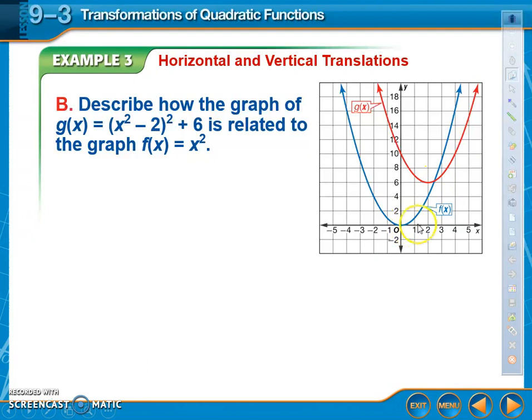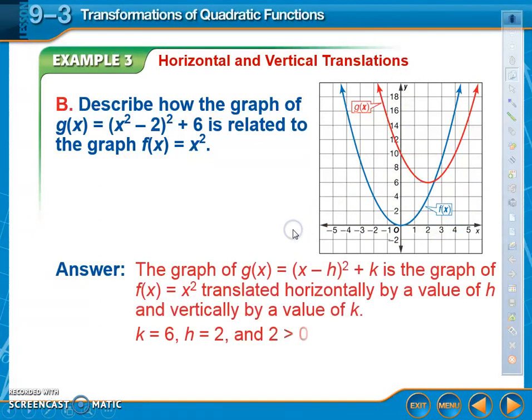This one right here, translated 2 units to the right, 6 units up. Be real careful about the scale factors right here, what the factors are that it's moving by. All right? Or the scale. Okay.